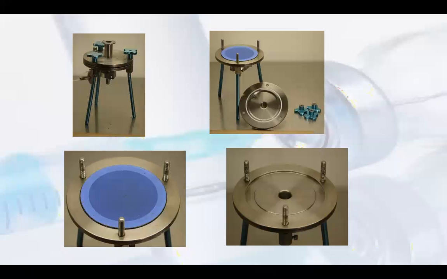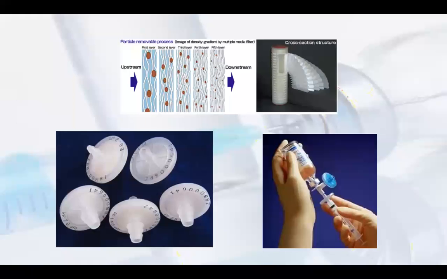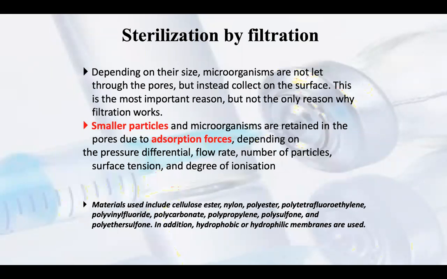You can see that different types of filters are used to check for bacteria. How can this be passed through this type of filter? In filtration, depending upon their size, microorganisms are not let through these pores but instead collect on the surface. This is the most important reason, but not the only reason why filtration works. Smaller particles and microorganisms are retained in the pores due to the adsorption process, depending on the pressure differential, flow rate, number of particles, surface tension, and degree of ionization.